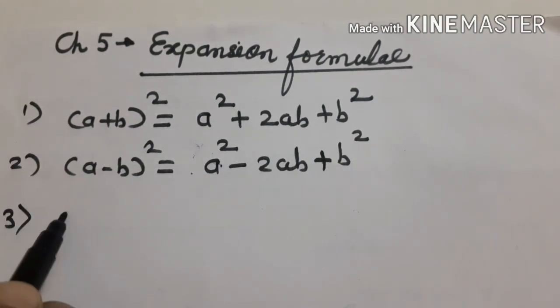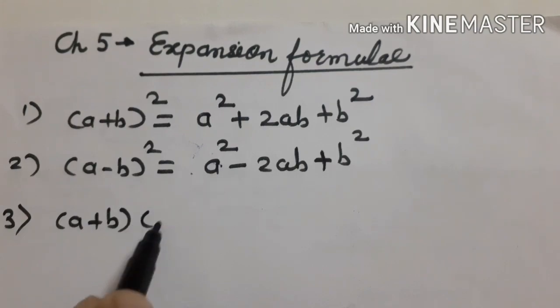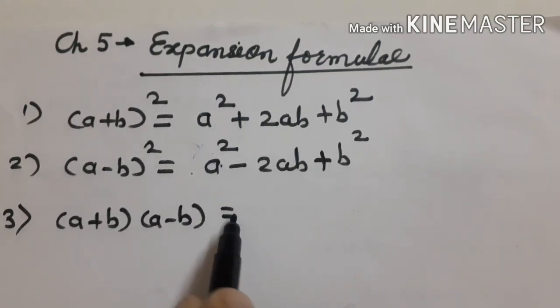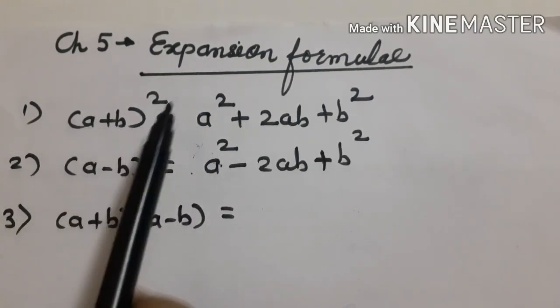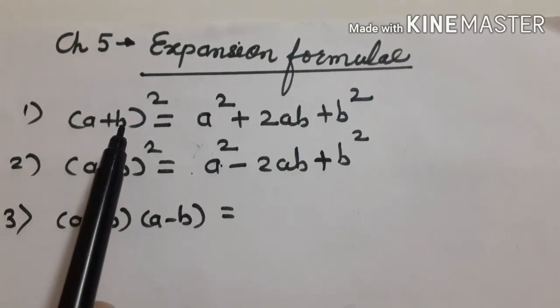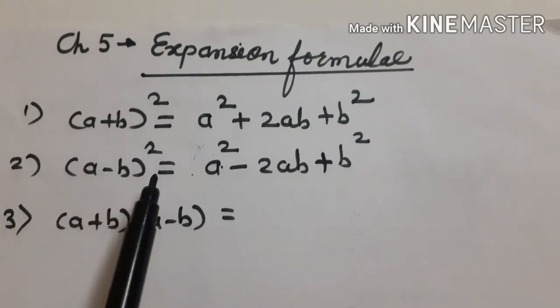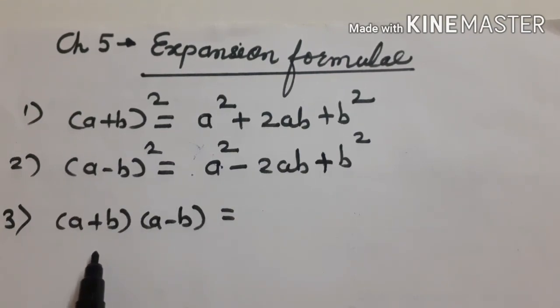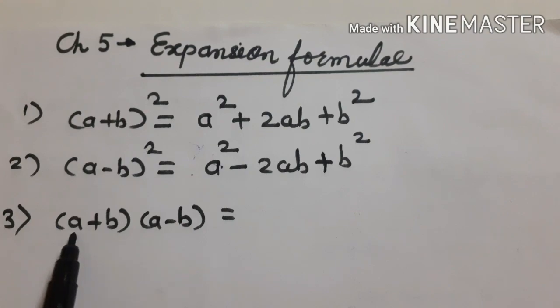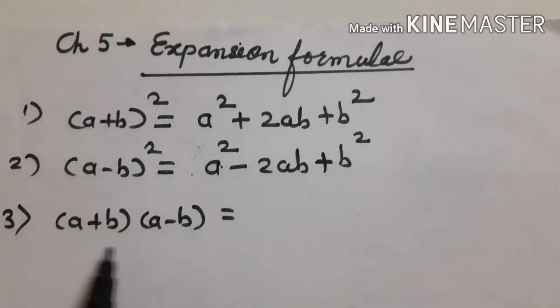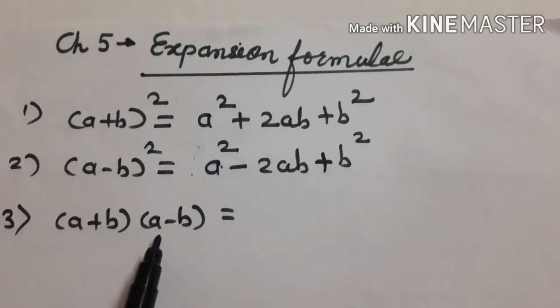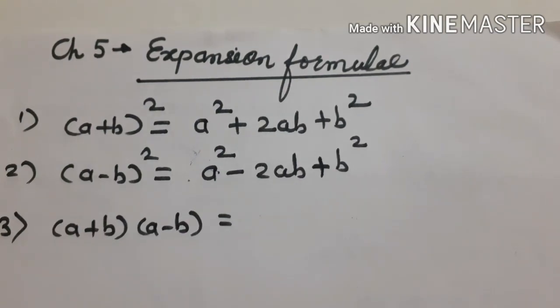Now the third expansion, a plus b and a minus b. Here a plus b bracket square means a plus b into a plus b, same here, a minus b bracket square means a minus b into a minus b, 2 times. But be careful, see here: a plus b and a minus b, terms are the same, a and b, but signs are different. One is plus and the second is minus. Now here the middle term cancels.